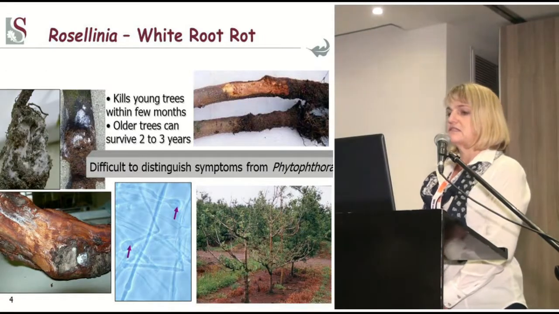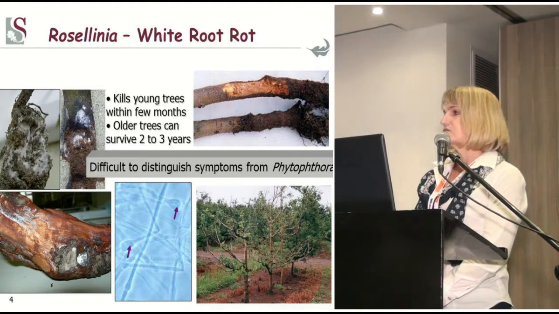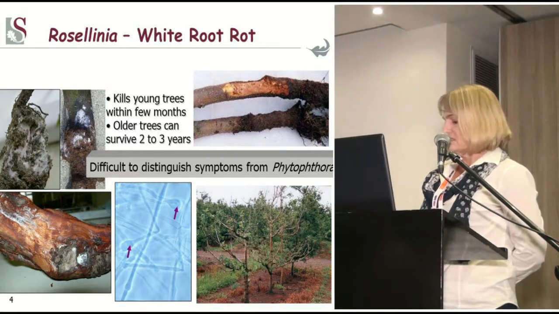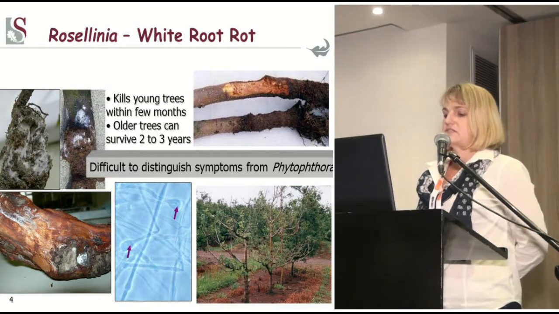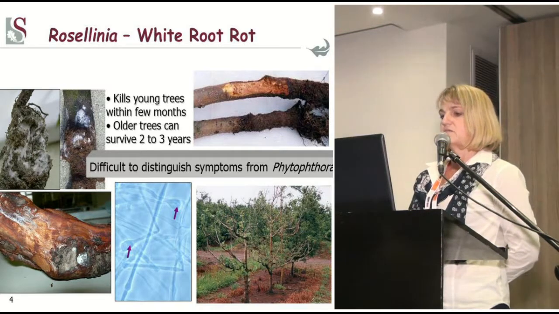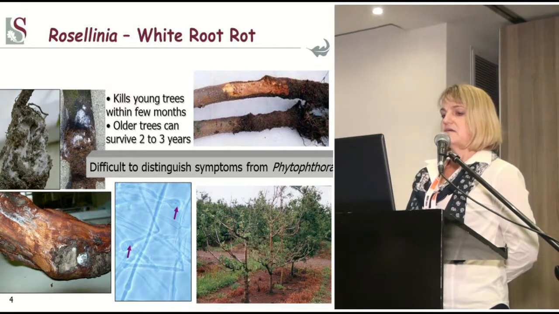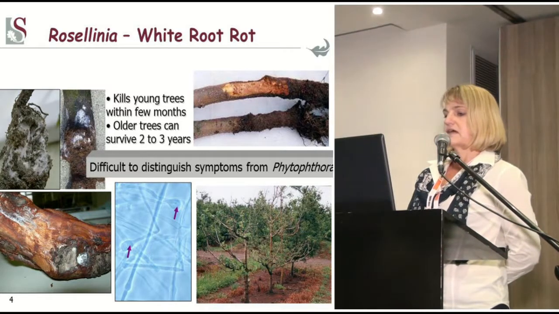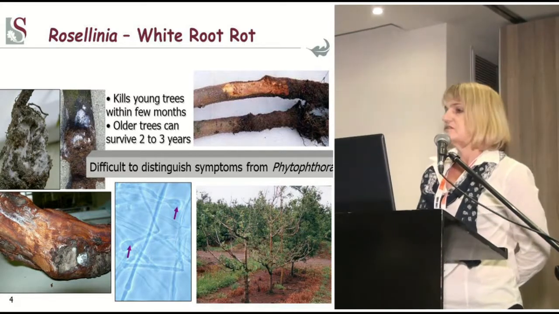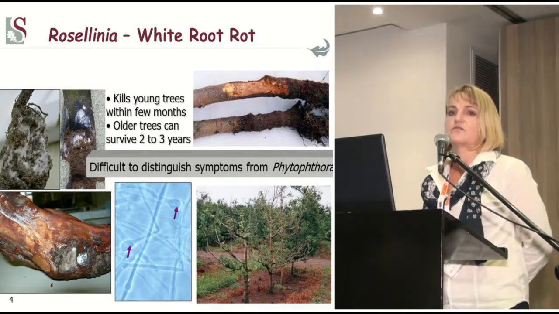So the first disease that we'll talk about is white rot, and that is caused by Rosellinia necatrix. So you can see the characteristic symptom associated with the disease is this white mycelium that forms on the upper part of the trunk. However, this is not always diagnostic, and especially when you look at the above ground symptoms, this often cannot be differentiated from Phytophthora.